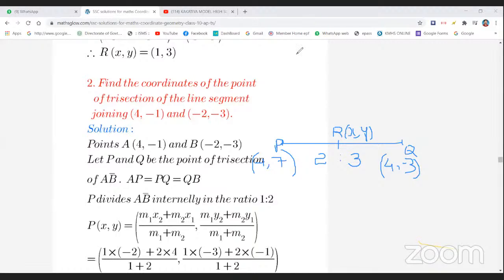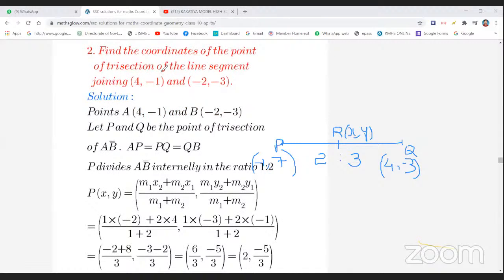Second problem. Find the coordinates of the points of trisection of the line segment joining (4, -1) and (-2, -3). So here, points of trisection. Point of trisection is a most important concept. So I will tell you about trisection.